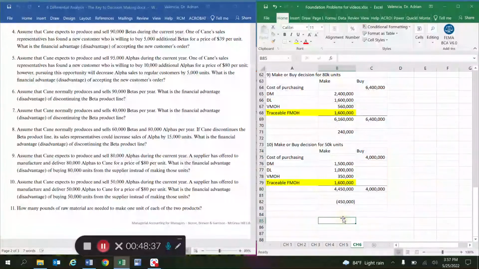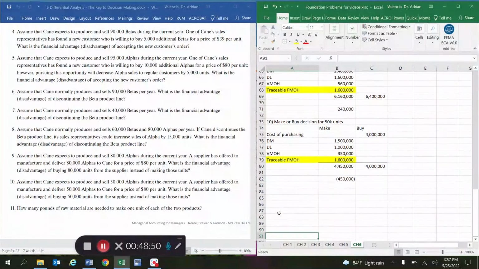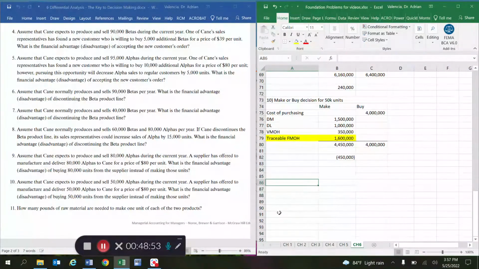And again, the qualitative factors. If we have it made outside, is it the quality that we want? Are we controlling that? Those are the things you have to think about. Are we giving away any proprietary information if we have somebody else make it outside? Those are things you've got to think about.